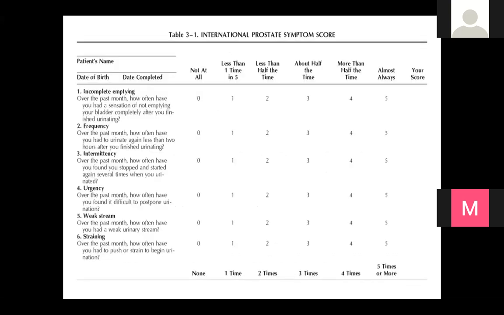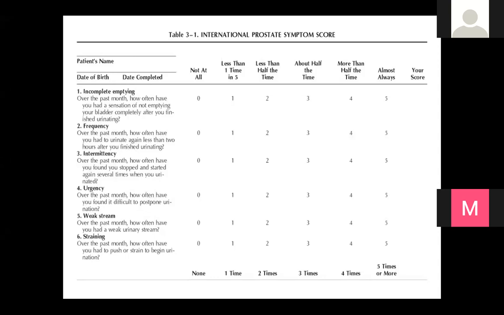This slide, I hope, is clear. I think we would also have had it in the previous presentation. It is very important. It is called the IPSS, and it is important in scoring the lower urinary tract symptoms. So you score the lower urinary tract symptoms; the symptoms considered are 7, and each scores 0 to 5.